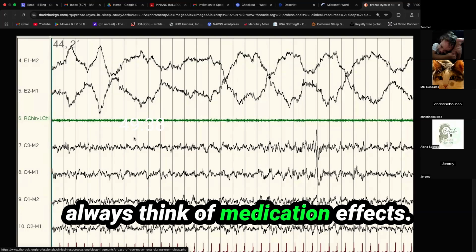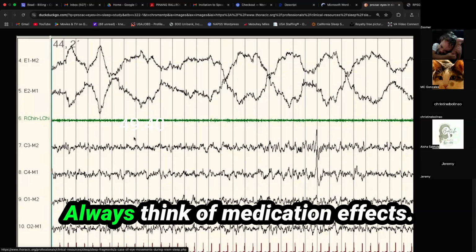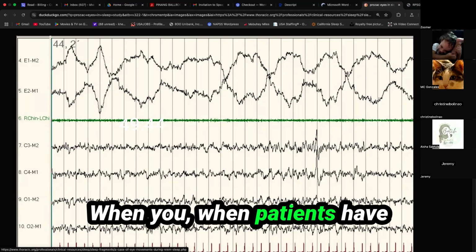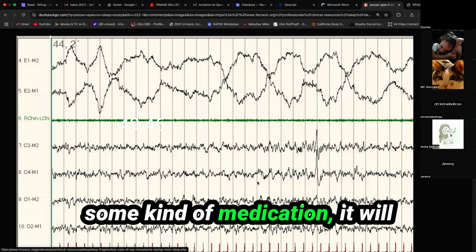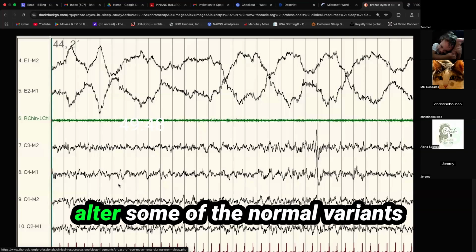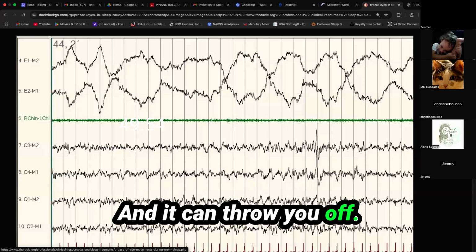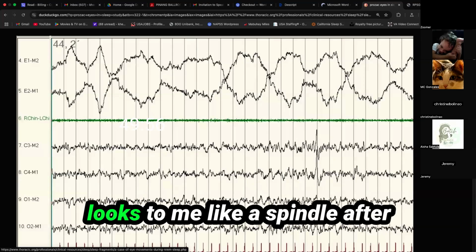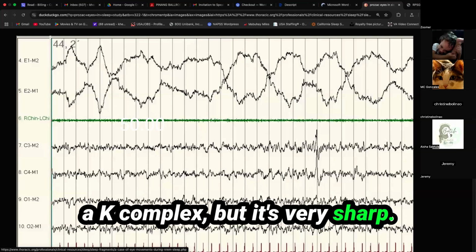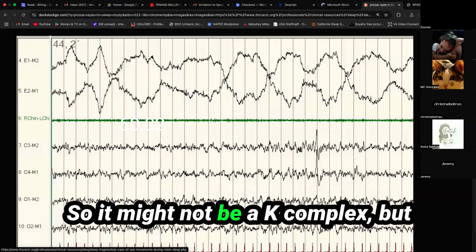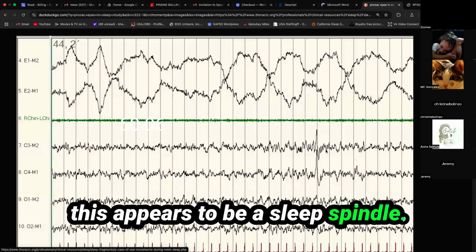Always think of medication effects. When patients have some kind of medication, it will alter some of the normal variants into abnormal variants, right? And it can throw you off. And here you can see that this looks to me like a spindle after a K complex, but it's very sharp, so it might not be a K complex. But this appears to be a sleep spindle.